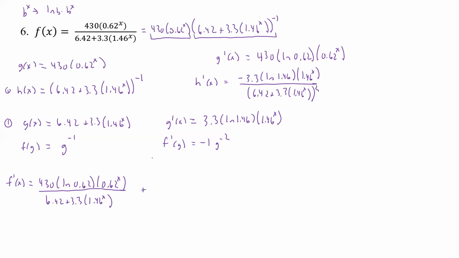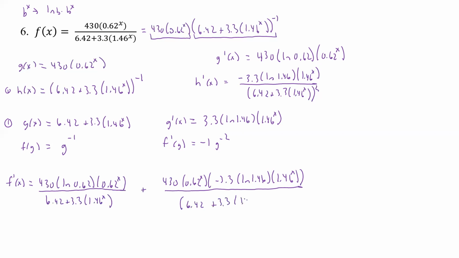Then I'll say plus. Now I'm going to take this here times this here. And so that'll give me 430 times 0.62 to the x times, and now I'm going to have a negative 3.3 times ln of 1.46 times 1.46 to the x, and then I'll have that in parentheses. And then I have all that in the denominator, and that's going to be 6.42 plus 3.3 times 1.46 to the x, the quantity squared. Okay, and so that would be where I would leave it.